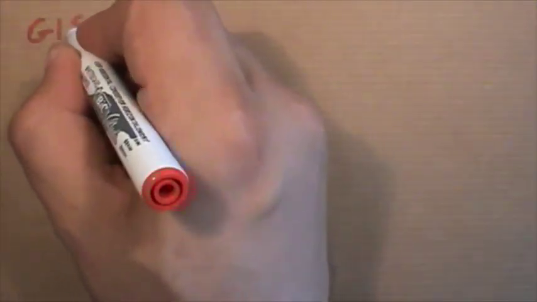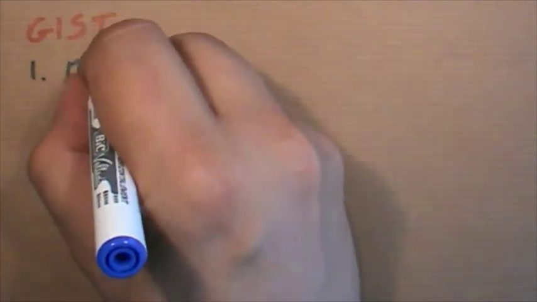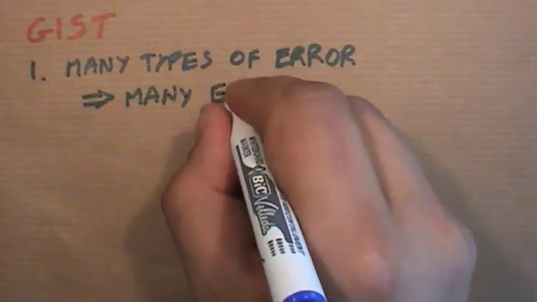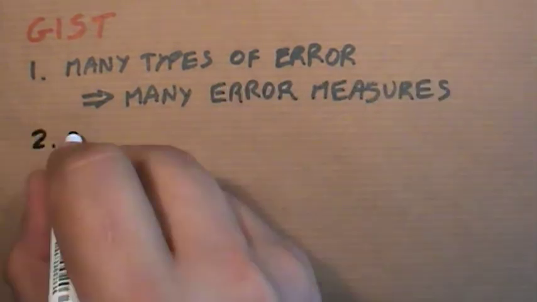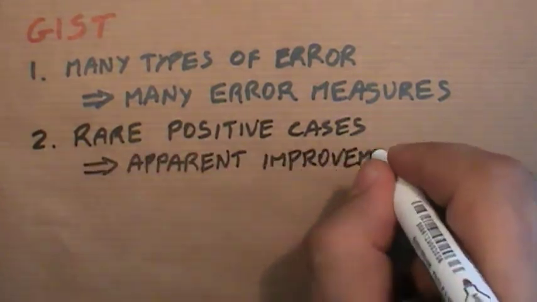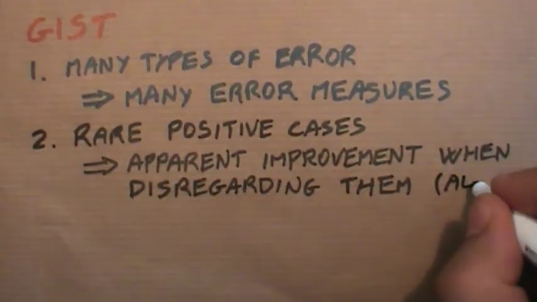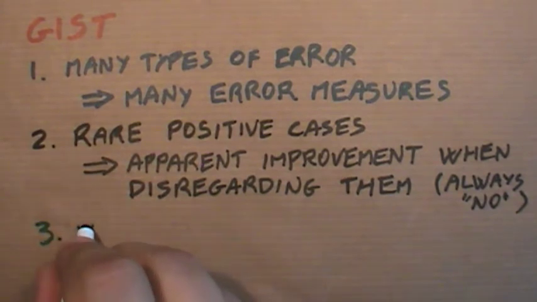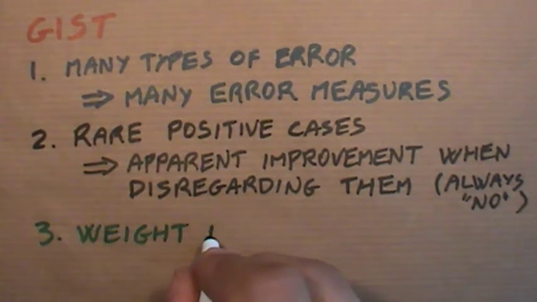To wrap up, different types of errors can have different impacts, so there is not a unique way to measure them. When positive cases are rare, the error rate may improve by always answering negative, but this may not improve your business. Assigning weight factors can be a good way to handle these issues.